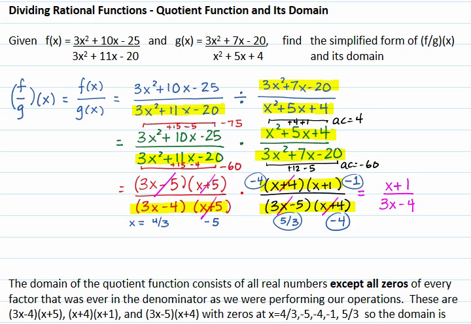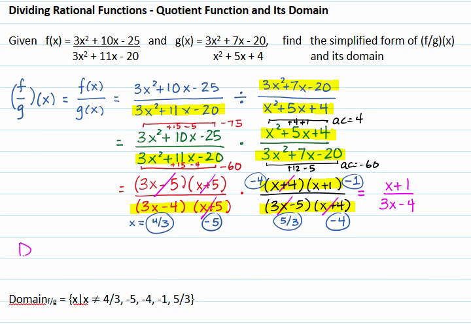So the domain is going to be all real numbers except for those zeros. So the domain of the quotient function f over g is all values of x such that x cannot equal 4/3, -5, -4, -1, 5/3. I don't need to write the -4 again because I already have it.